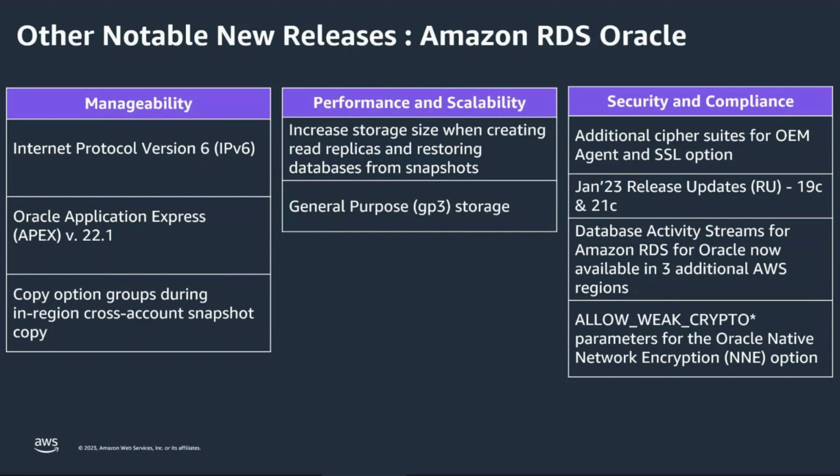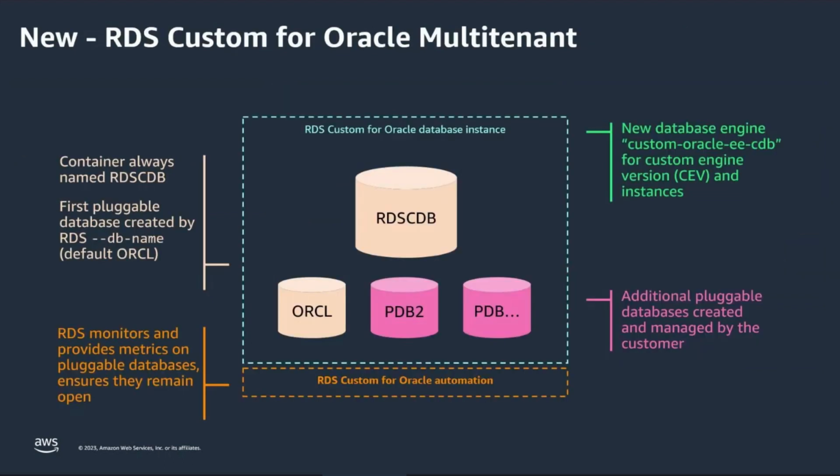In the next section, we will learn about new features released recently for RDS Custom for Oracle. Amazon Relational Database Service, Amazon RDS Custom for Oracle, is a managed service for legacy, custom, and packaged applications that require access to the underlying operating system and database environment. RDS Custom for Oracle now supports the Oracle multi-tenant option on Oracle Database version 19C using Enterprise Edition.